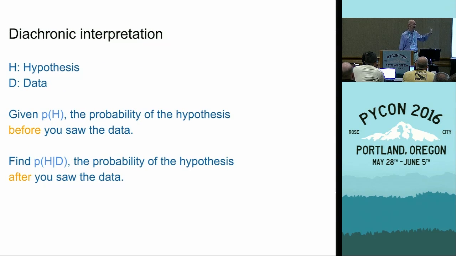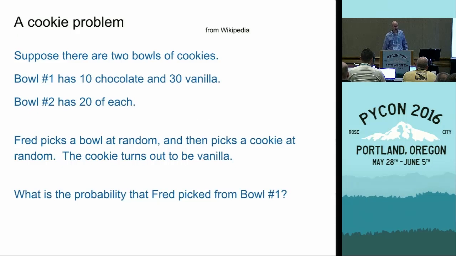This is the diachronic interpretation of Bayes' theorem. Diachronic is Greek for through time, and it's the idea that when you get new data, you change your belief about a hypothesis. Before you saw the data, you have P of H, which is the probability of the hypothesis before the data. Then something comes along that changes your mind. You do an update, and the update gets you the probability of H given D, which is also called the posterior probability. That's what you believe about the hypothesis after you saw the data.